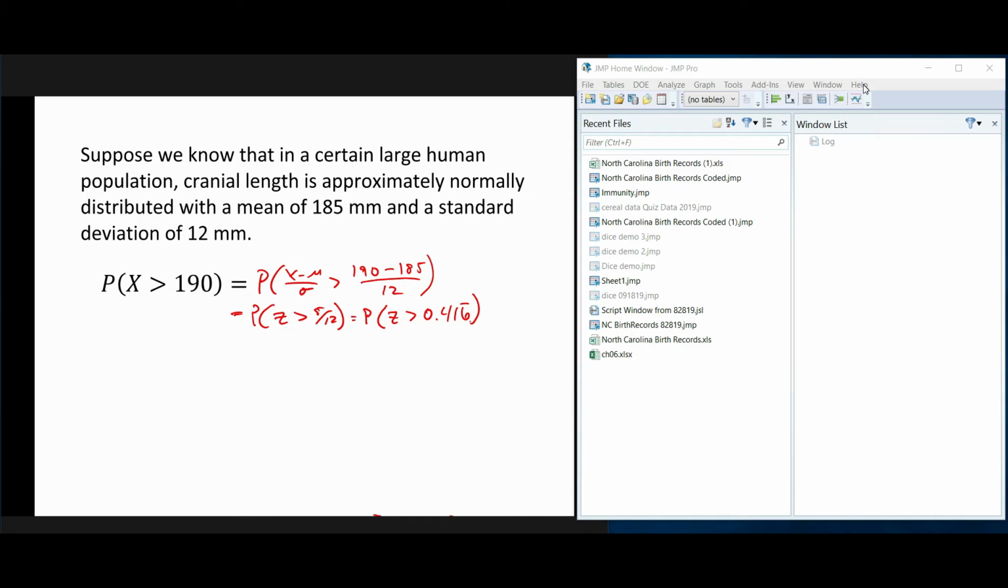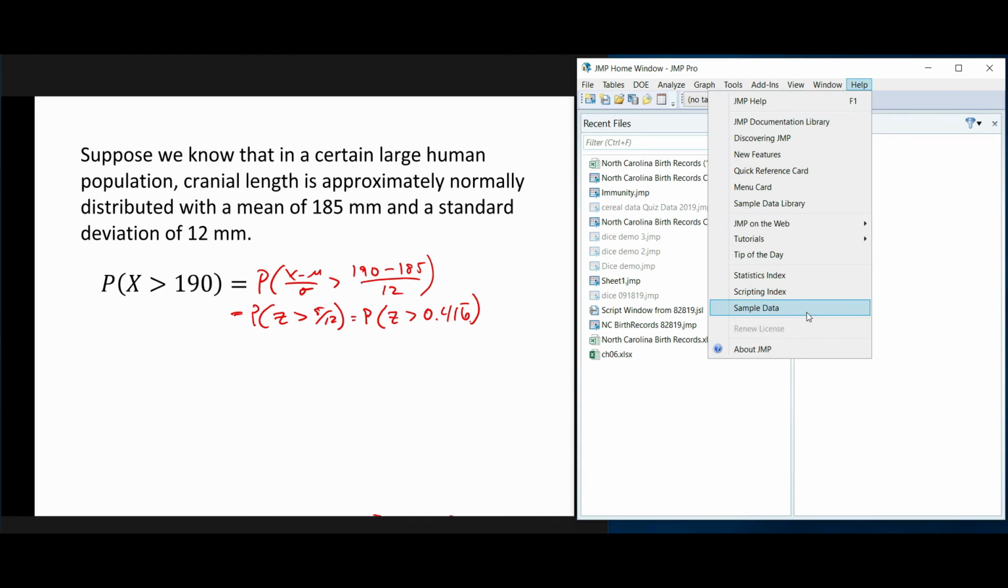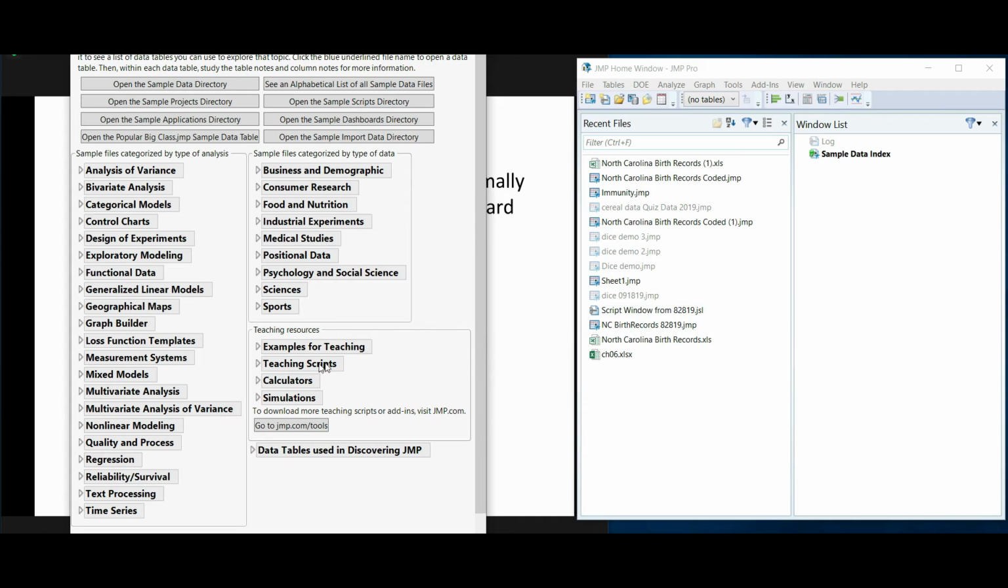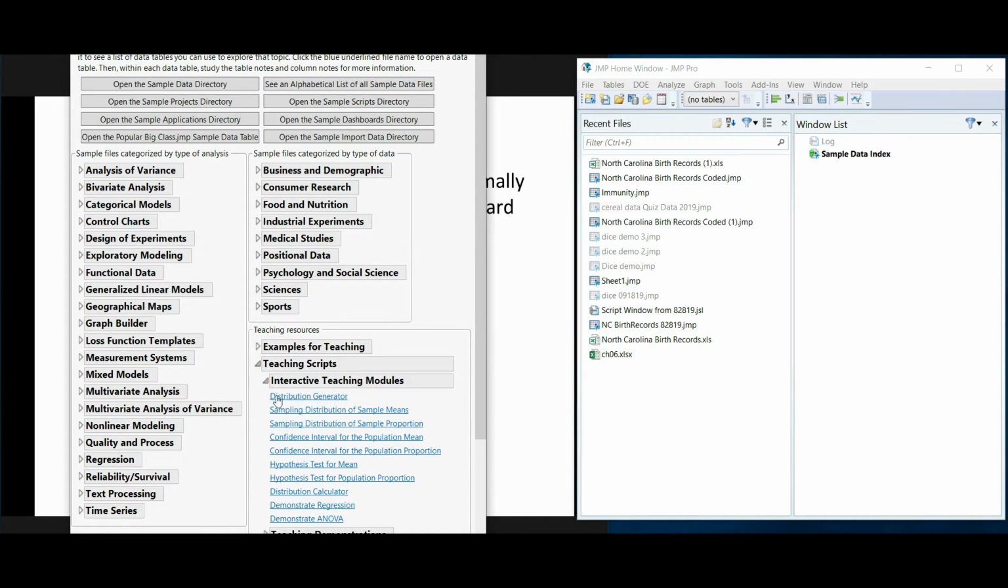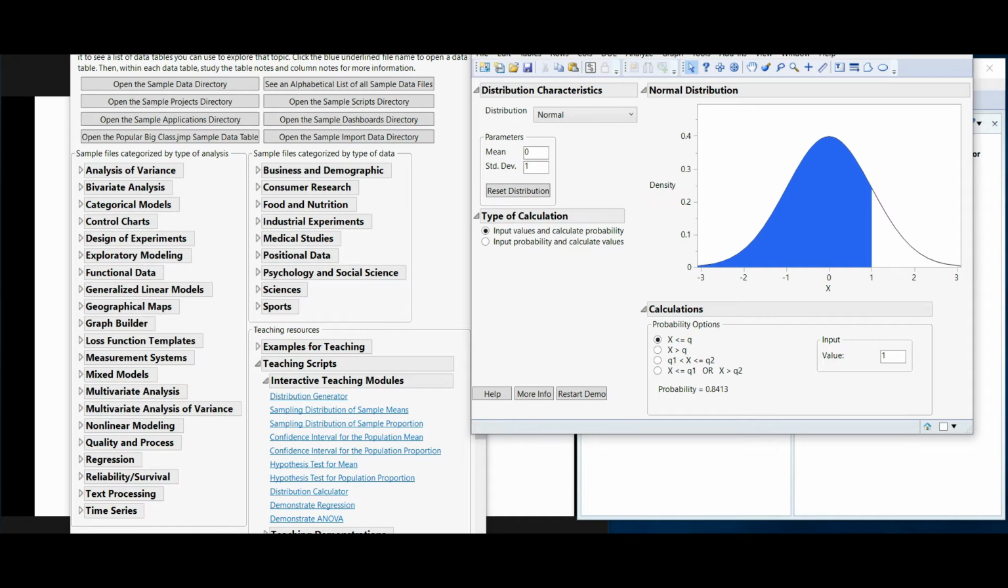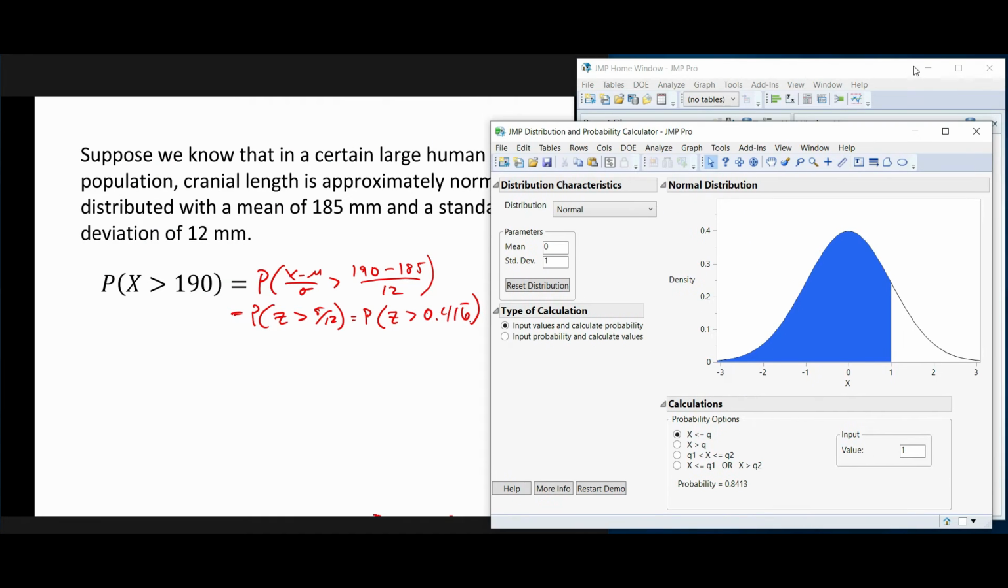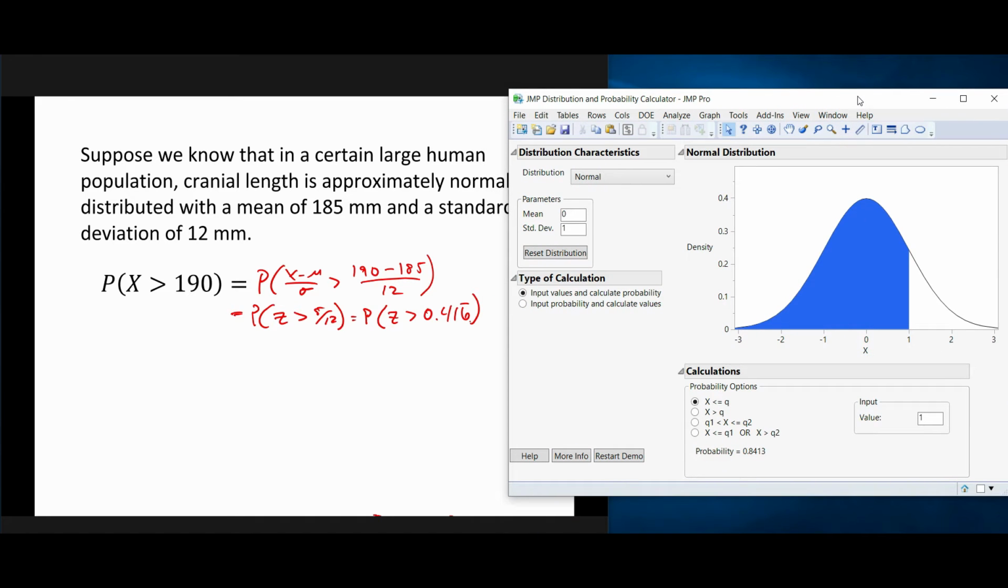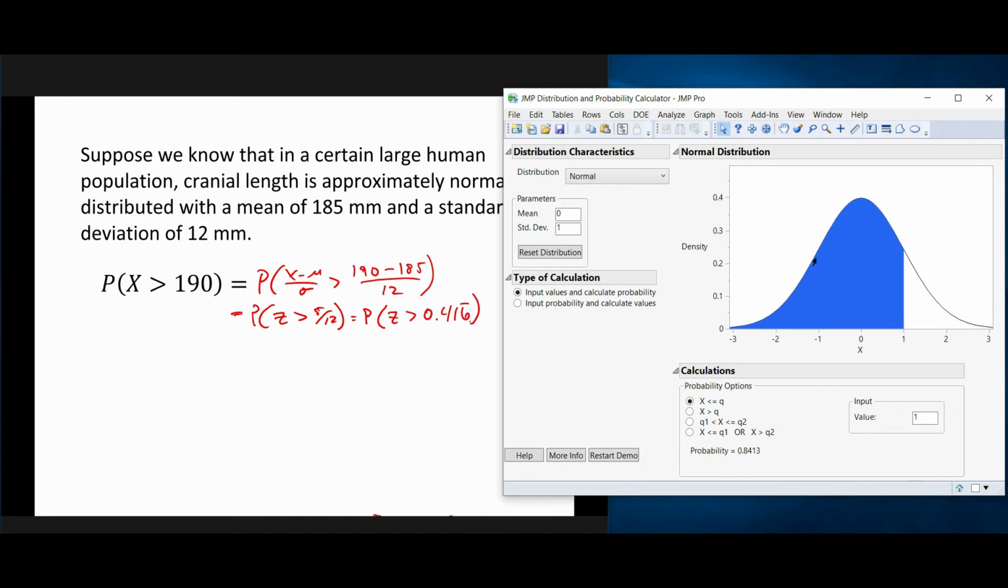From the JMP home page, I'll select Help and the Sample Data menu. Under Teaching Resources, we'll go to Teaching Scripts and Interactive Teaching Modules, and then we'll locate the distribution calculator. So I'll just minimize these screens in the background so we can just see this distribution calculator. I'll have the normal distribution selected, standard normal with mean 0 and standard deviation 1. And I want the probability that z is greater than the quantity that I put in here.